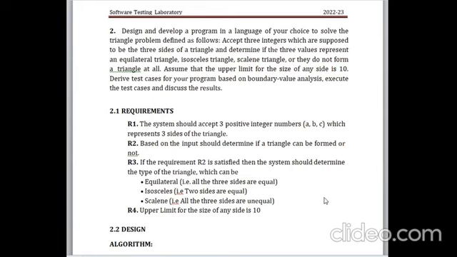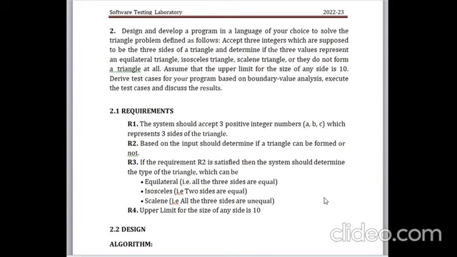Coming to program number 1, we already explained. This is the same as program number 1, but the condition is: assume that the upper limit for the size of any side is 10. In program number 1, we give the sides 1, 2, 3 up to 10, but definitely we can give 100, 200, 500, whatever it is, there is no problem. But in the second program, the upper limit value for the size is 10. So the sides we give here are 1 to 10, the limit has to be there.